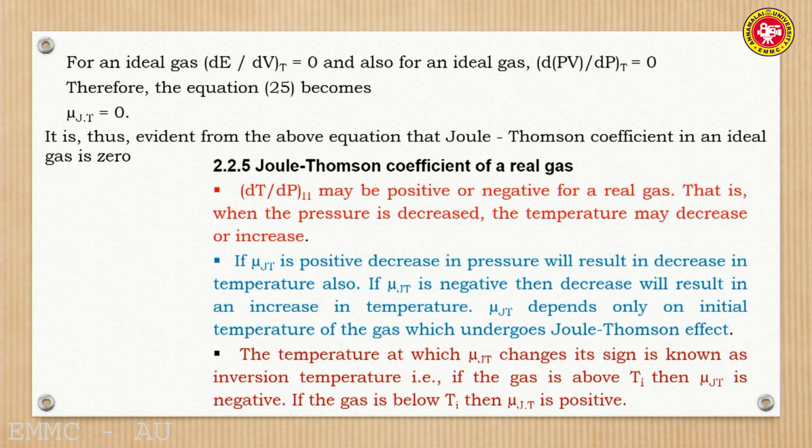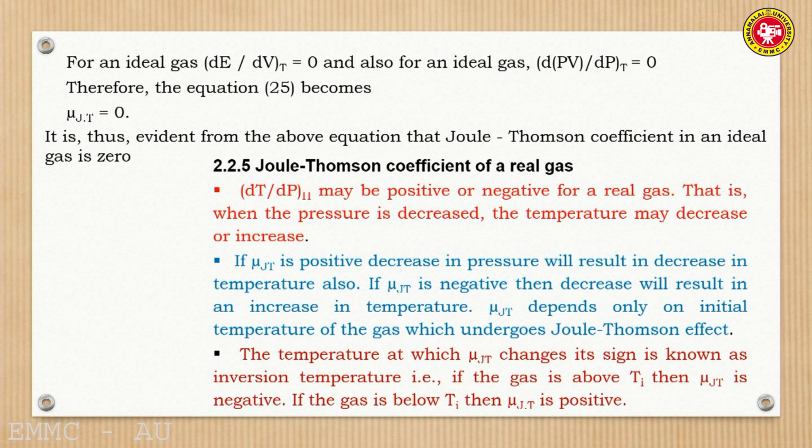For an ideal gas, (∂E/∂V) at constant temperature is equal to 0, and also for an ideal gas, ∂(PV)/∂P at constant temperature is equal to 0. Therefore, equation 25 becomes μJT = 0. It is evident from the above equation that the Joule-Thomson coefficient of an ideal gas is 0.